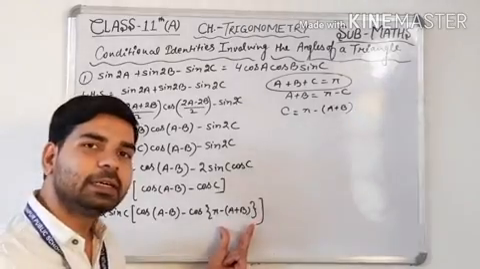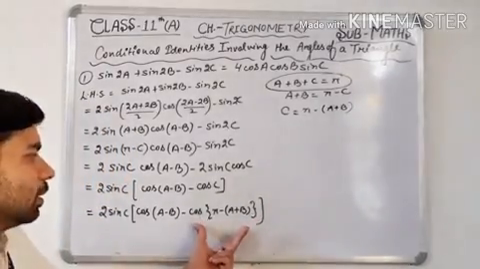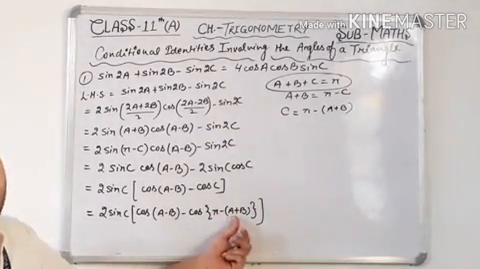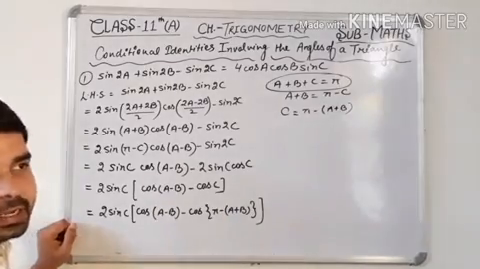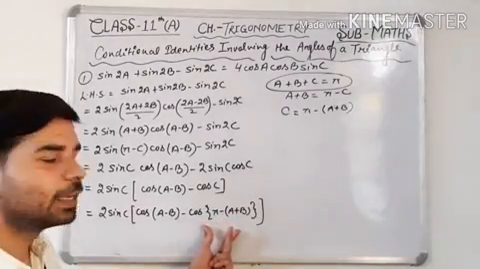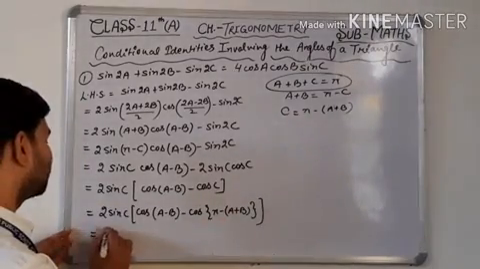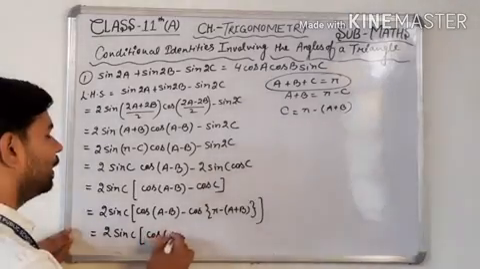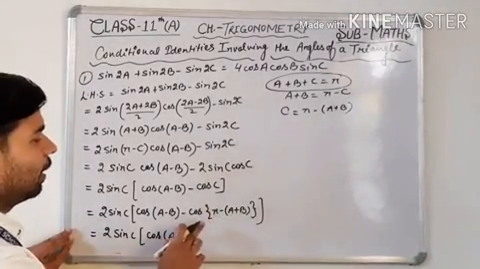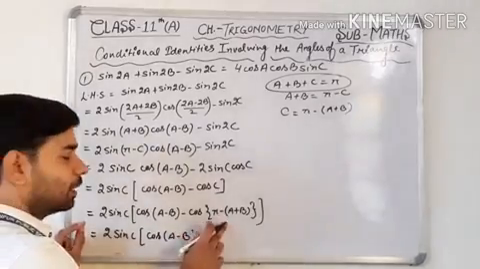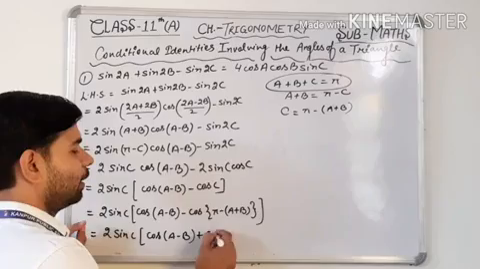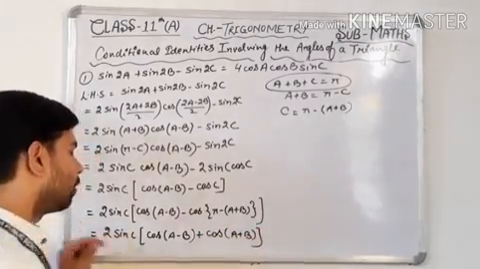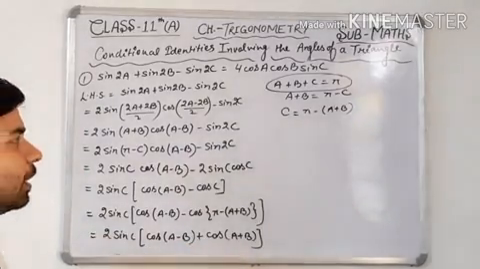Cos (pi minus theta) is minus cos theta. Pi minus theta means the angle lies in the second quadrant, and in the second quadrant the value of cos is negative. So this will become 2 sin C [cos (A minus B) and this is equal to minus cos theta, so minus minus plus, cos (A plus B)]. Now again use cos C plus cos D.